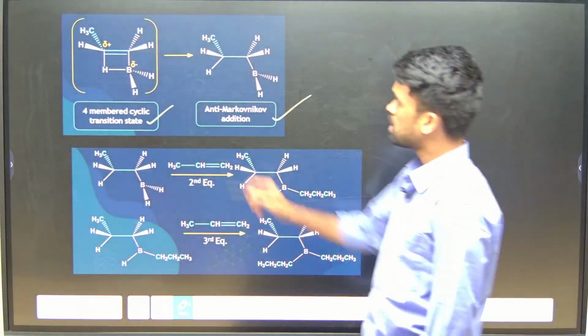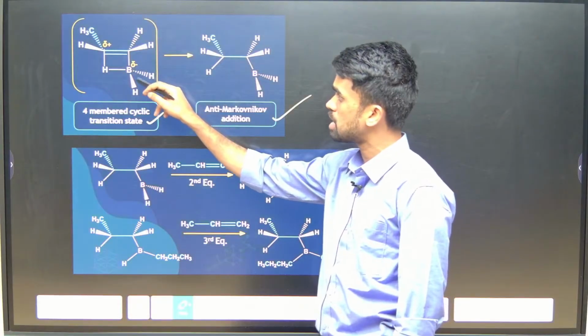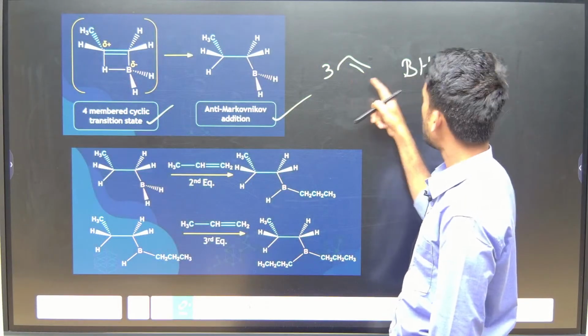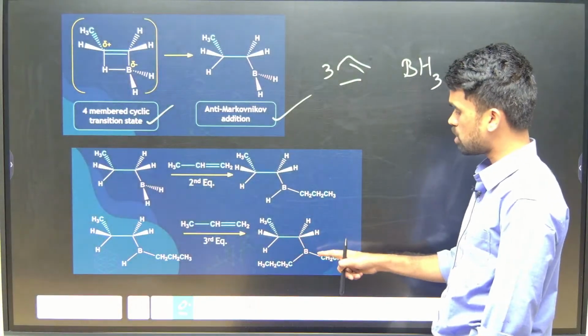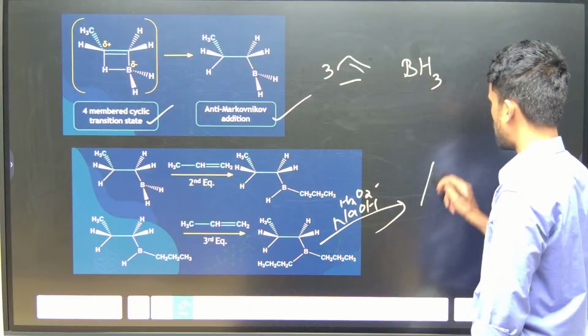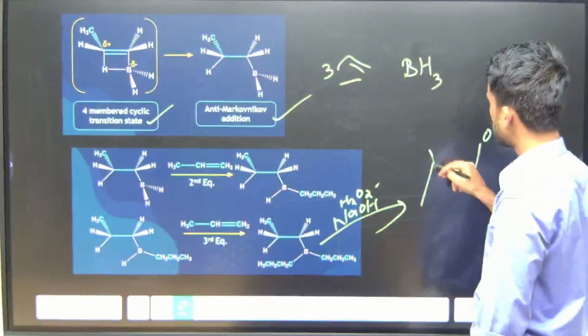So each time, this BH3 unit reacts with 3 alkenes, I told you, no. Each time the BH3 unit gives 1 hydrogen to an alkene. Like that, how many alkenes can react? 3. So you will get a species something like this, a trialkyl borane. Upon treating with H2O2 in the presence of NaOH, it gives alcohol as the final product, with the OH group over here and hydrogen over here. That is it.